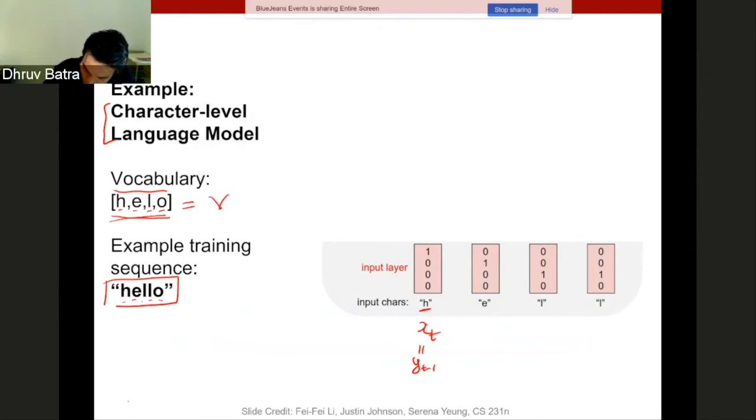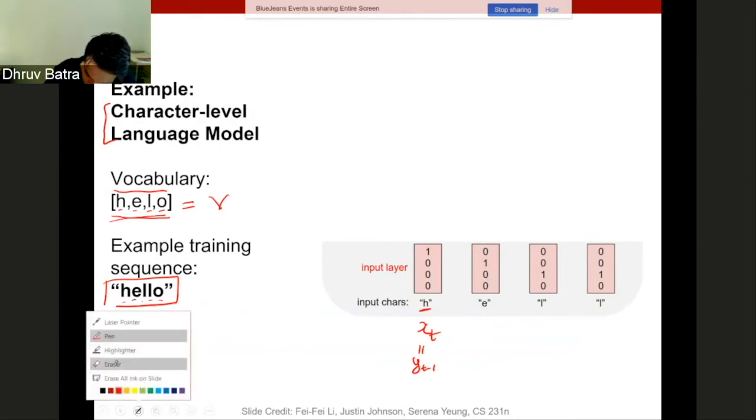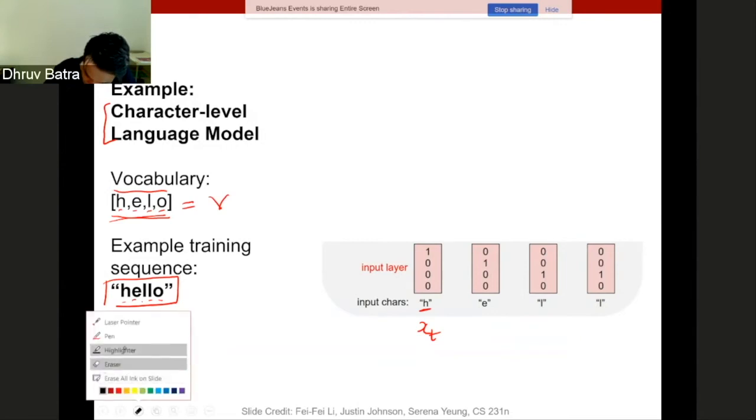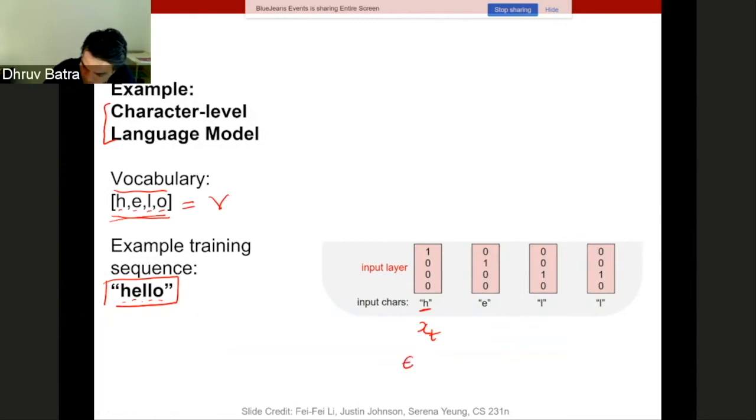We're going to say that our input XT is this one hot representation in this vocabulary set. So if I want to represent H, I'm just going to put a 1 in the first dimension and zeros everywhere else. If I want to represent E, I'm going to put a 1 in the second dimension and zeros everywhere else, L in the third dimension. And if I had an O, it would have a 1 in the fourth dimension.